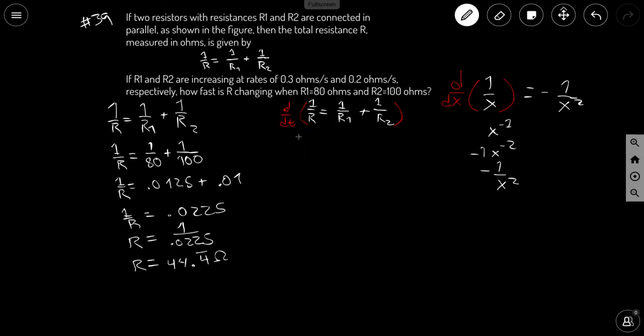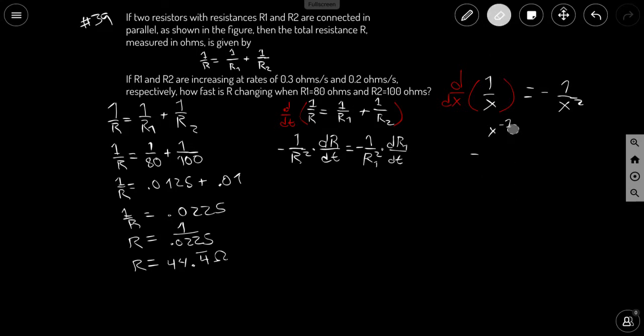So let's see, negative 1 over R squared times dR/dt equals negative 1 over R1 squared times dR1/dt, plus, actually it's minus, 1 over R2 squared times dR2/dt.